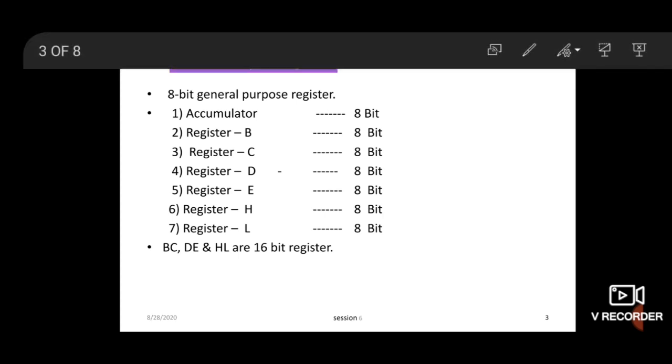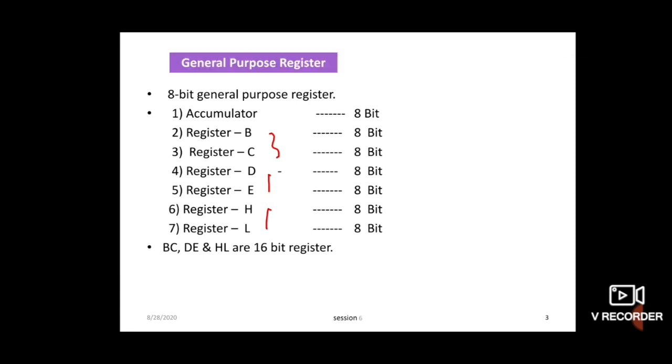Now next, BC, DE and HL are 16-bit registers. Why are these 16-bit registers? See here, B and C is a pair, D and E is a pair, and H and L is a pair. If a pair is used, 8 plus 8 is 16, for D and E 8 plus 8 is 16, and for H and L 8 plus 8 is 16. So B is a pair of C, D is a pair of E, and H is a pair of L. These pairs are fixed, always remember.